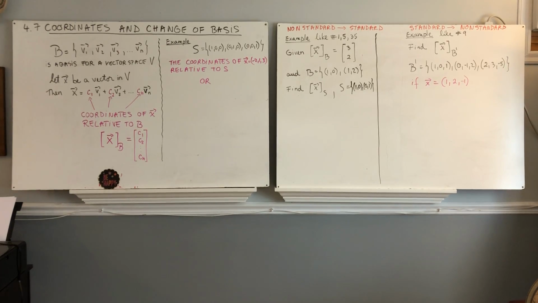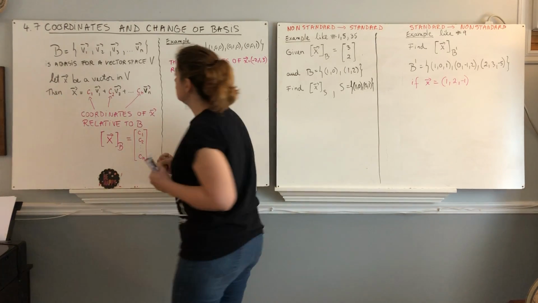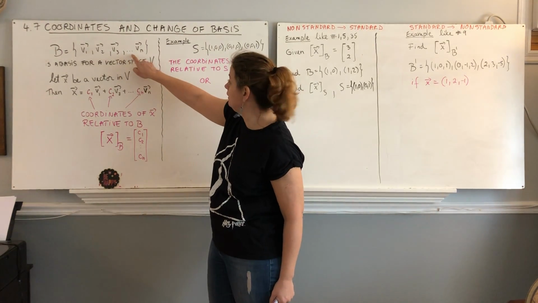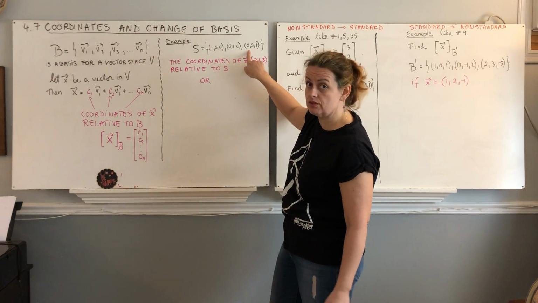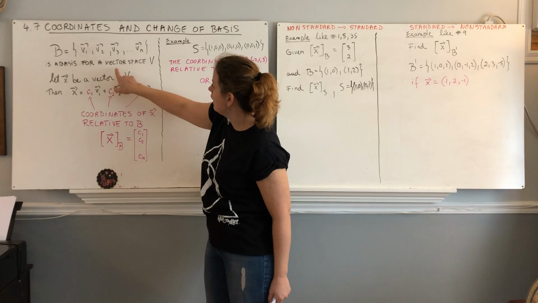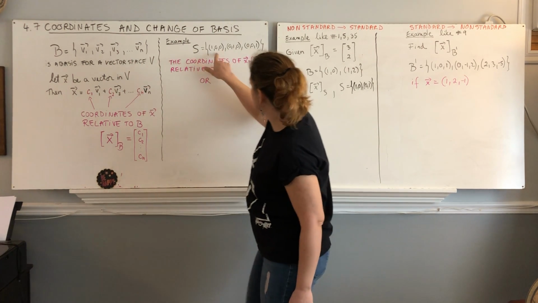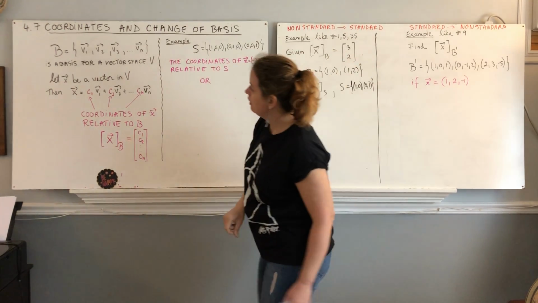All right, coordinates and change of bases. So let's go over some notation first. You have, let's say, a basis B. An example of a basis would be the standard basis in R3 here. And this is a vector basis for the vector space V. Our basis here is a basis for vector space R3.